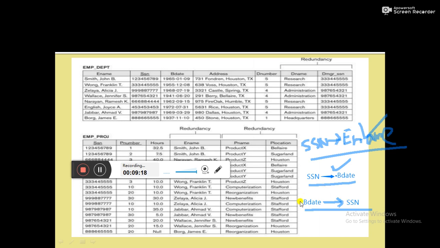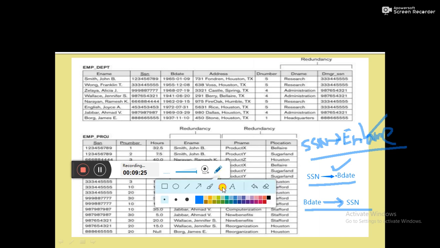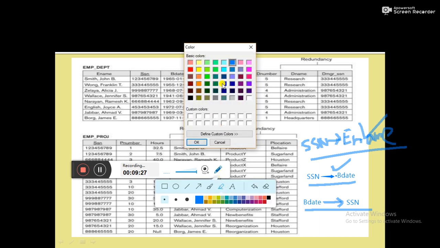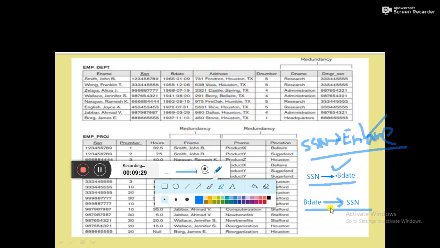So SSN is not functionally dependent on birthday, and it is represented that way. The notation is that you strike out the arrow. So SSN is not functionally dependent on birth date, but birth date is functionally dependent on SSN.